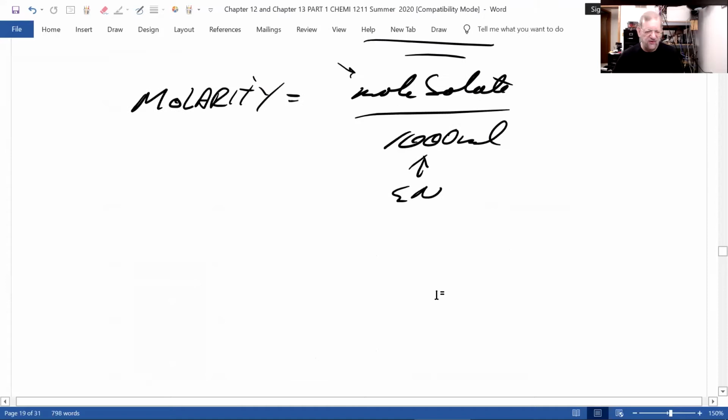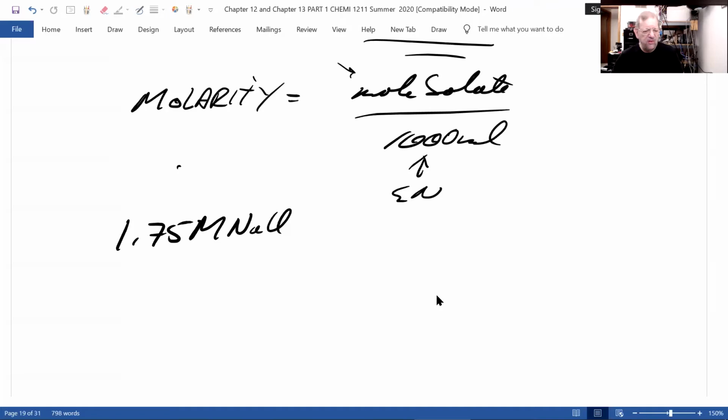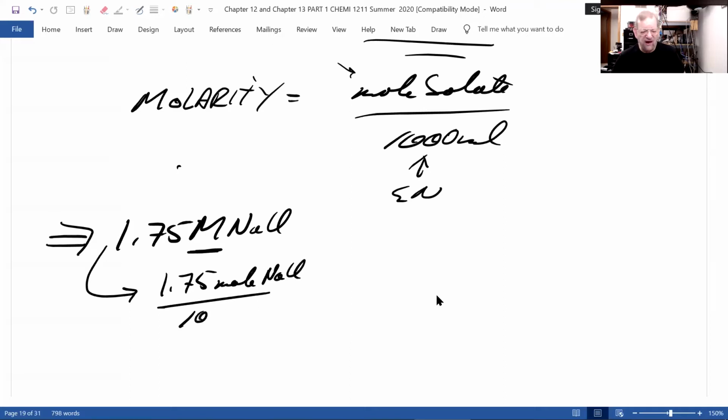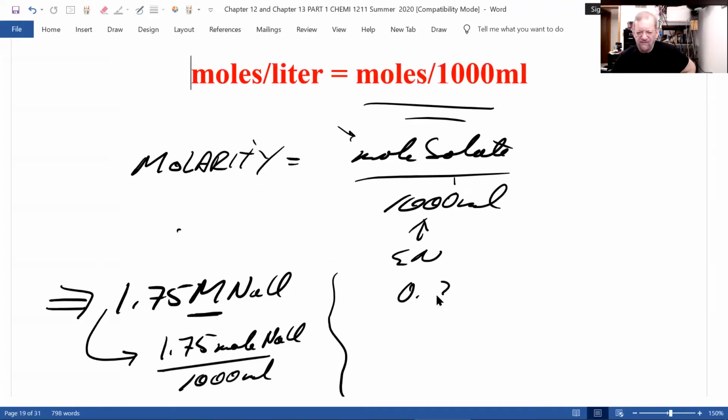And one of the things I taught you was, what does this mean? As soon as you see the capital M, you know that's molarity. And what that really means is 1.75 moles NaCl per 1,000 milliliters. I'm going to let you try one. What does this mean? Your turn.